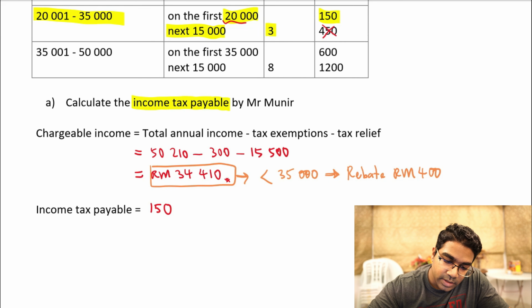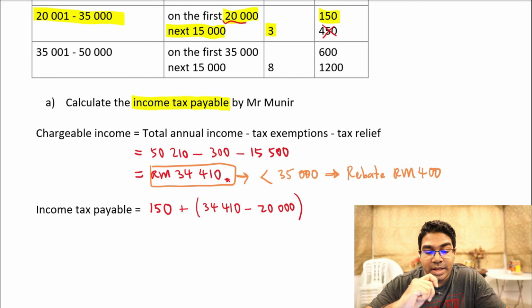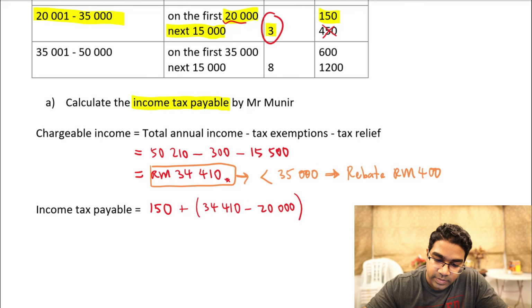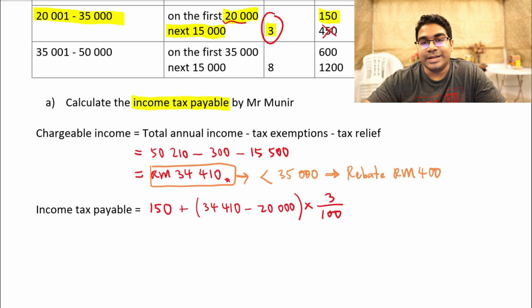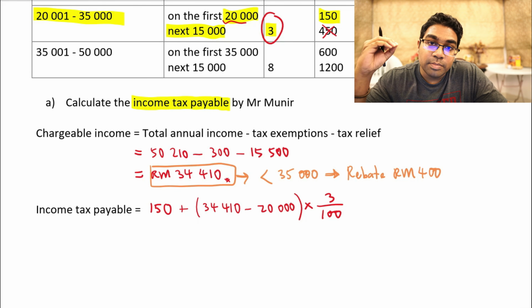And so the remainder, we have to calculate the remainder first, that is 34,410 minus 20,000. This is the amount that has not been taxed yet, and for this amount the tax rate is 3%. So we have to multiply with 3%, which is 3 over 100 or 0.03. So this is the income tax payable, and now we can include the rebates.